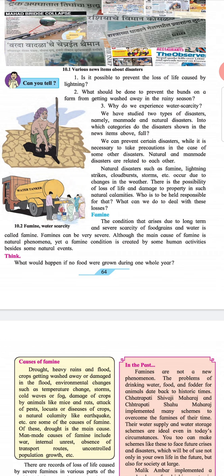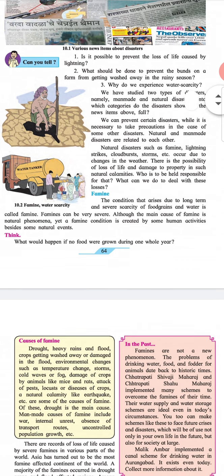Heading: Famine. The condition that arises due to long-term and severe scarcity of food grains and water is called famine. Famines can be very severe. Although the main cause of famine is natural phenomena, yet famine conditions are created by some human activity besides some natural events. Heading: Think. What would happen if no food were grown during the whole year?